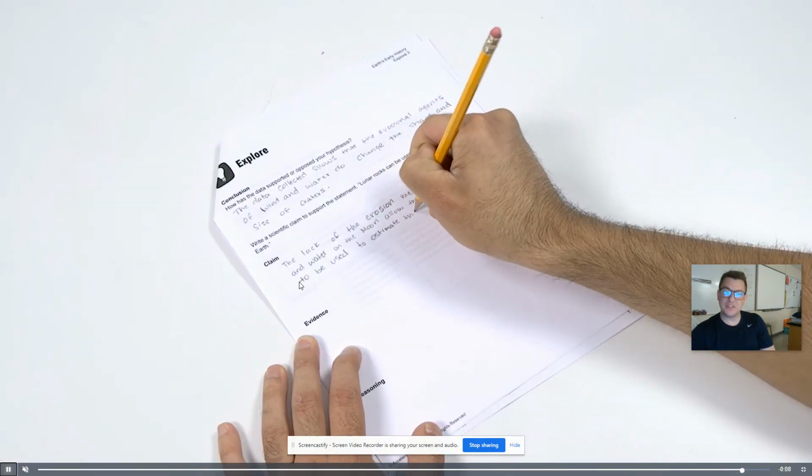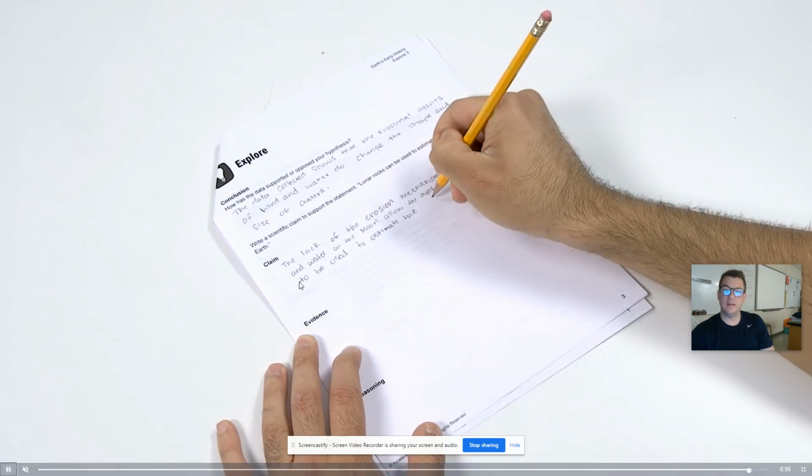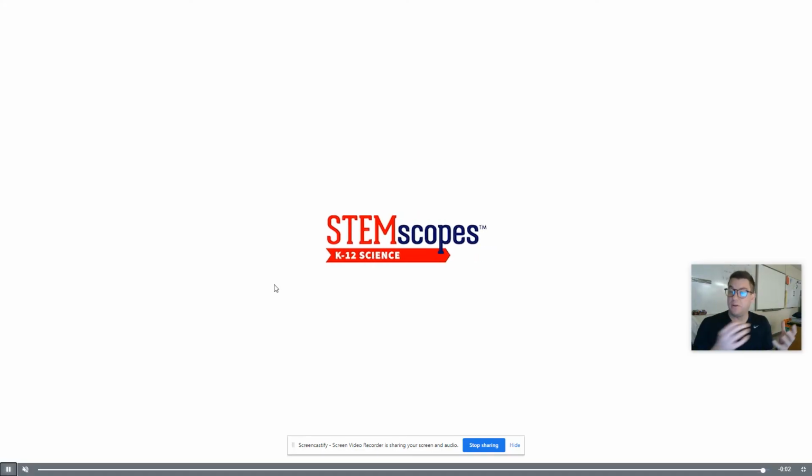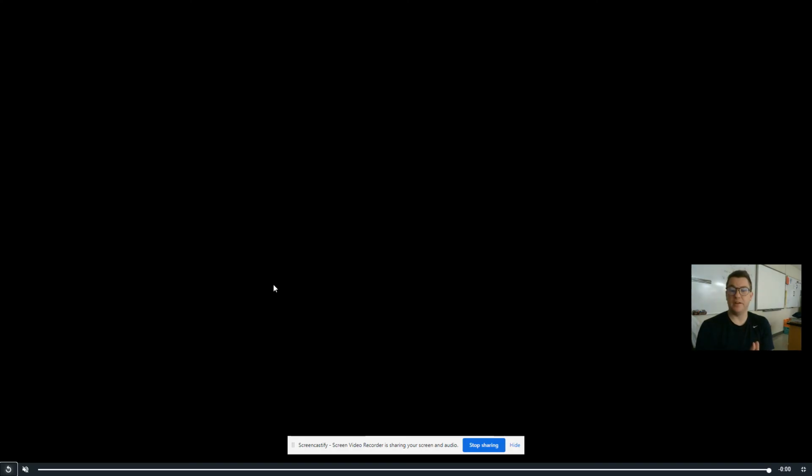And then the last thing that you're going to do is a CER using this data to answer the question: did erosional effects affect craters here on Earth? All right, write your claim out. If you have any questions, let me know.